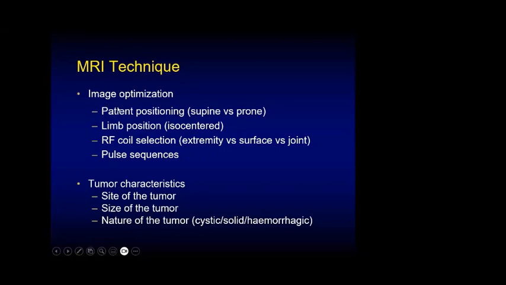But all of these parameters and your choices really depend on the tumor itself that you are imaging. It depends on the size of the tumor, the location of the tumor, and the nature of the tumor, whether it is a cystic tumor, solid tumor, or hemorrhagic tumor. All of these factors will help you decide on all the other terms of technique.